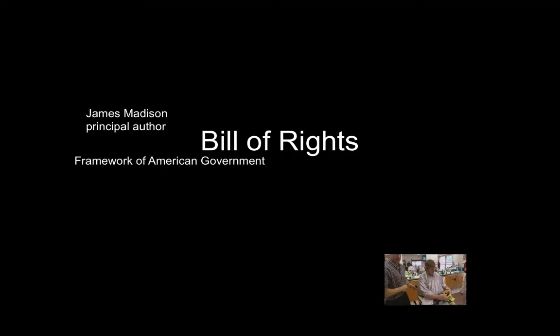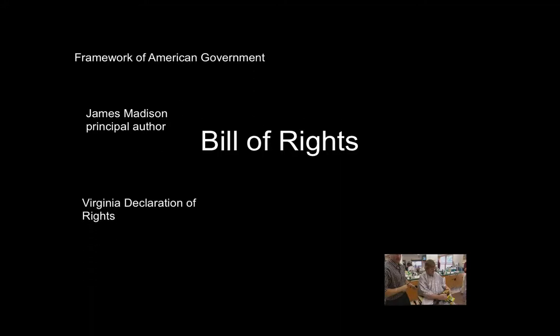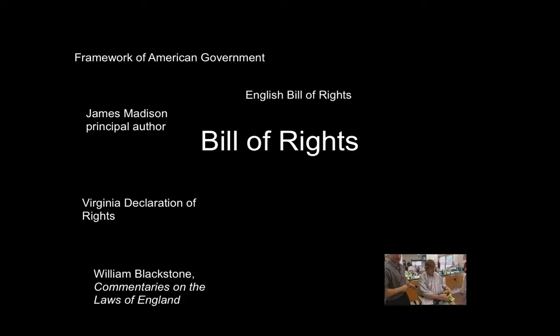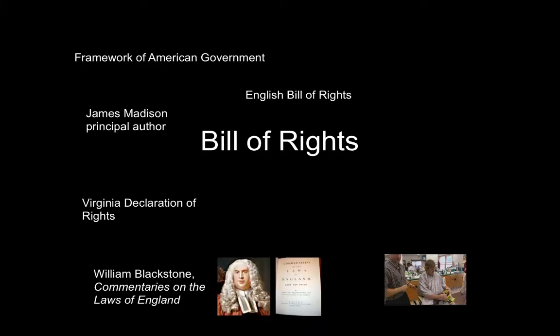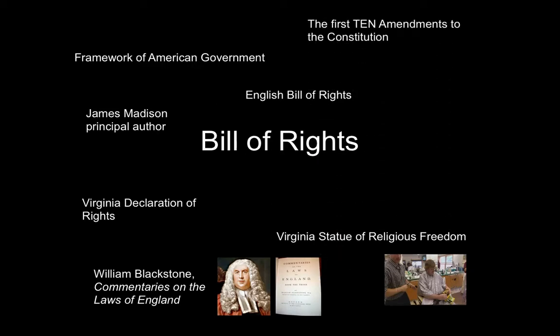And the principal author of the Bill of Rights is James Madison, and he used a lot of it from the Virginia Declaration of Rights. It's again the framework for our American government. We got a lot of it again from the English Bill of Rights. We talked about that earlier. And then here's just some other people that helped influence what we got in the Bill of Rights, the first amendments to the Constitution.